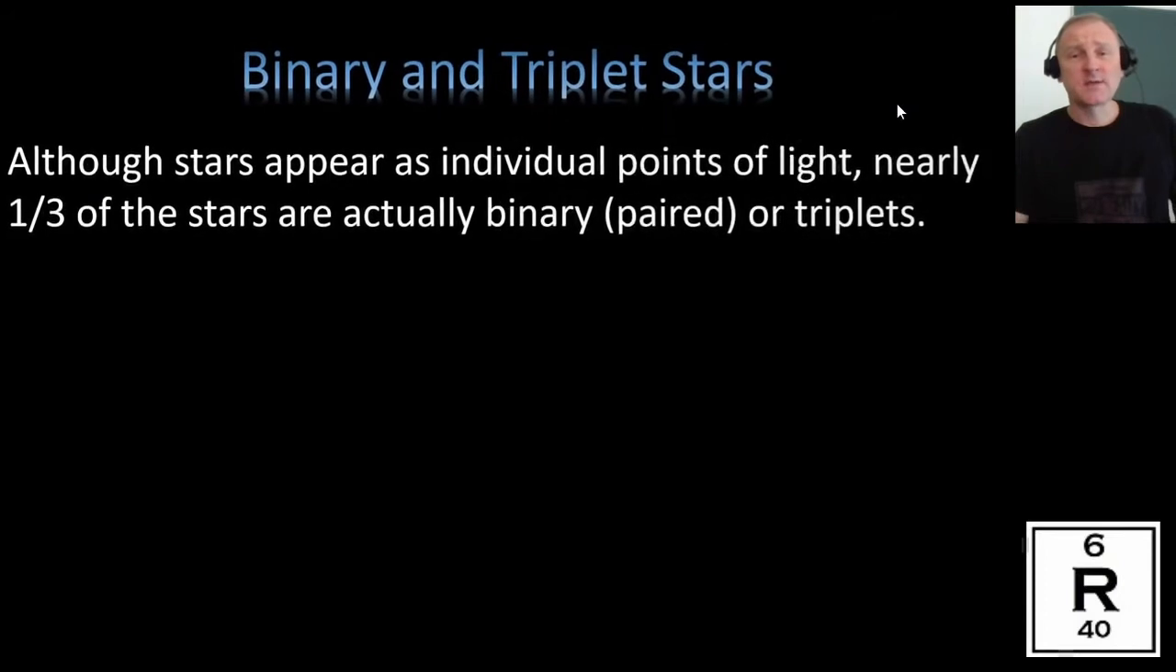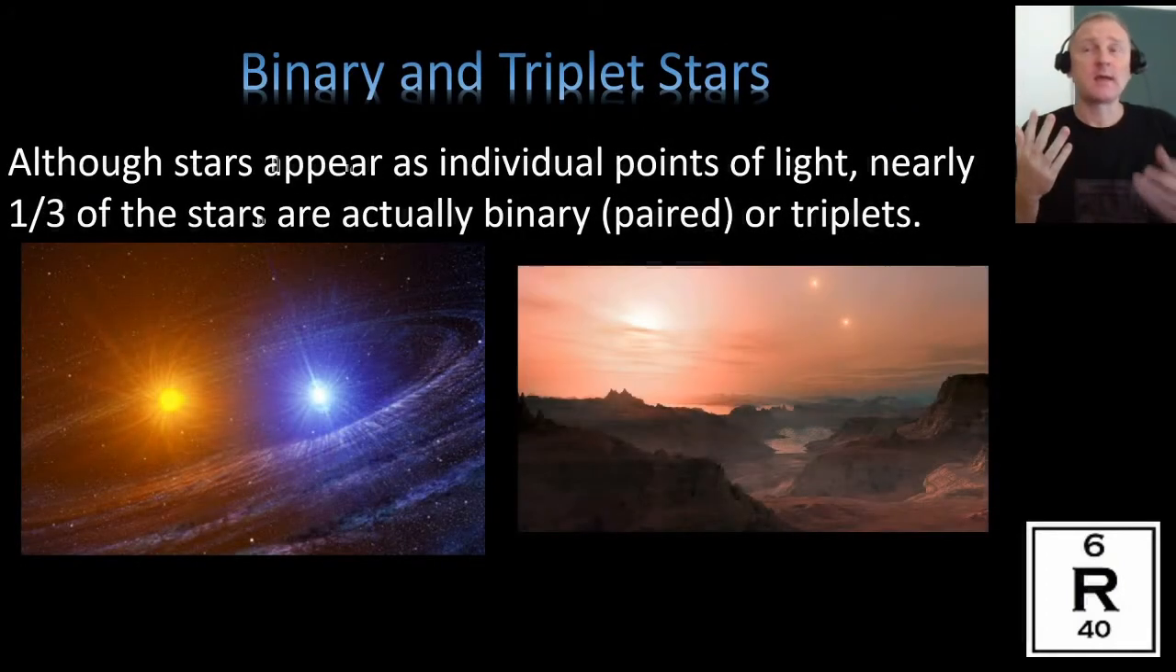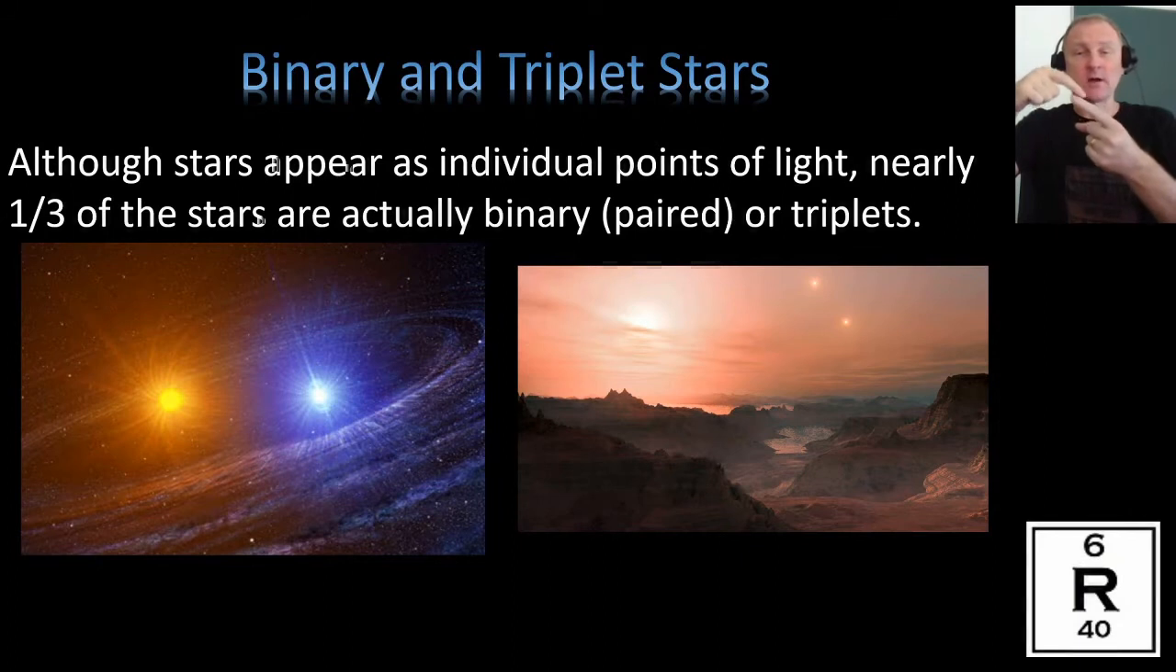A surprising amount of stars are actually paired or triplets. They're not alone, but when we look up in the sky, they just seem like one star. But in actuality, about a third of them are orbiting around another star, or even 3 stars orbiting together.